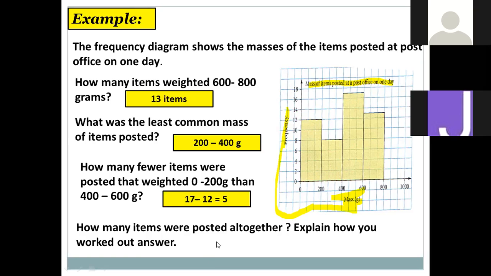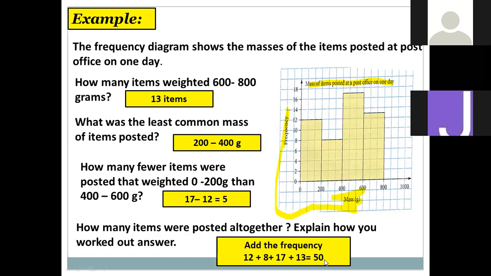How many items were posted all together? Explain your answer. All together. كل ال posted. كلهم. يلا يا فرح. How many posted all together? So 12 plus 8, it's 20. 17 plus 13, it's 42. So how many all together? 42. Oh. ونسيتي ال 8. Oh. So they are 50. Yes. Thank you very much يا فرح.